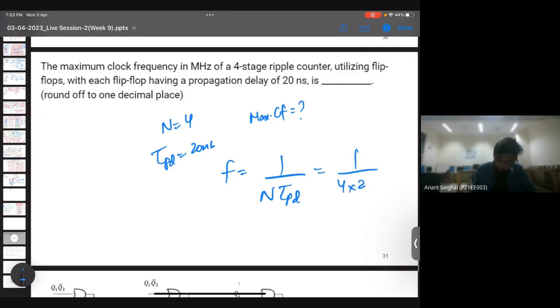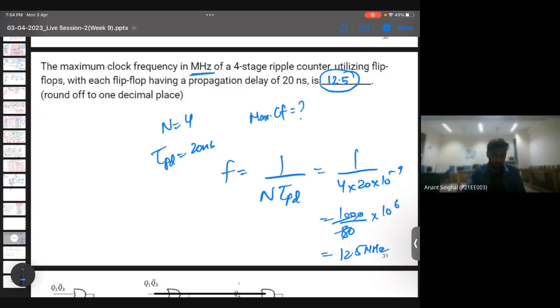You can just solve it. It is 4 into 20 nanoseconds, so it will be 80 nanoseconds, and 10 to the 6 since it is asking in megahertz. Okay, I've done something wrong. I got 12.5 megahertz, right? The correct answer is 12.5. It was quite simple. I hope it is clear, right? Any doubts?